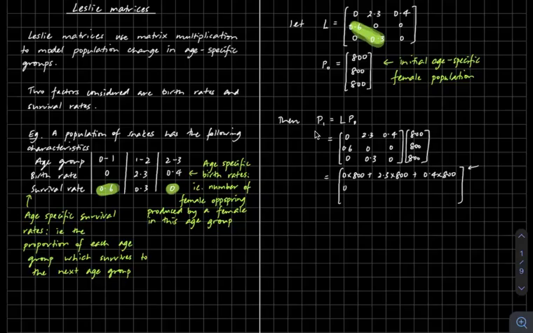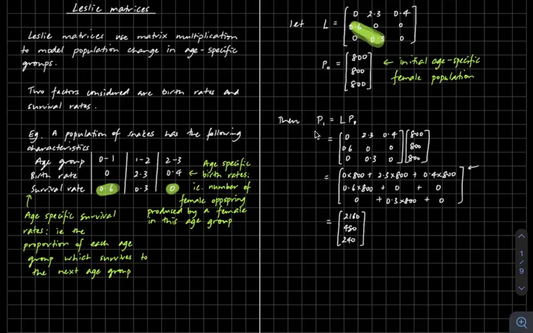Then we've got in the next row 0.6 times 800 plus 0 plus 0. Then we've got a 0 plus 0.3 times 800 plus 0. Alright, so let's give the figures for each of those. So that's 2160. The next one is 480. And the last one there, 0.3 times 800 is 240.